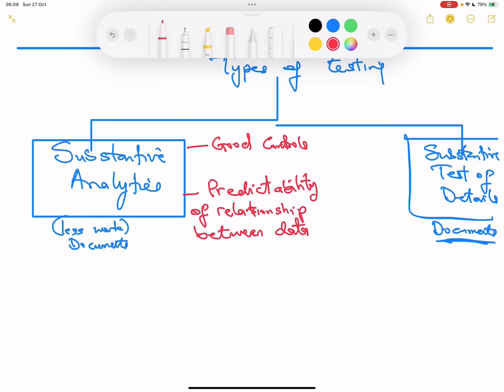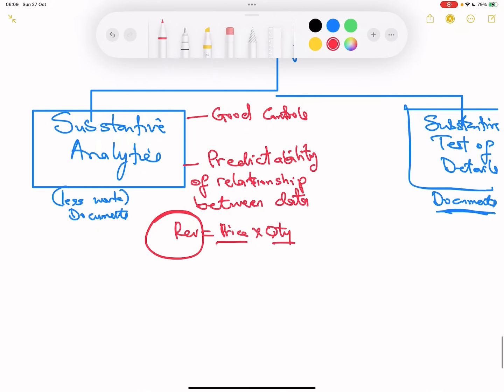Like, you know that revenue is price times quantity. So you know the relationship. You know the way the price moves and quantity. So you can say, I want to form an independent calculation of what revenue should be. Yes, that is substantive analytics. You're just forming your own expectation independently.